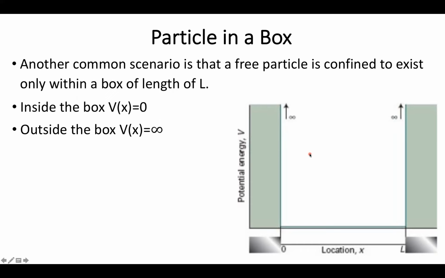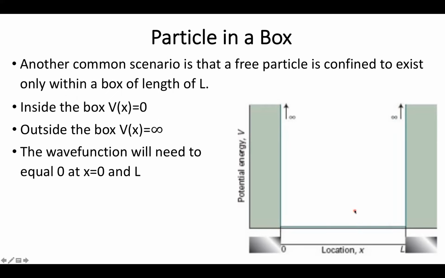The first of which is we're required to have a continuous wave function. And we know that outside the box, the wave function has to be zero, just a flat zero. So we're going to need to make sure that our wave function has a value of zero at 0 and at L. So it needs to essentially trail off to zero here and here.